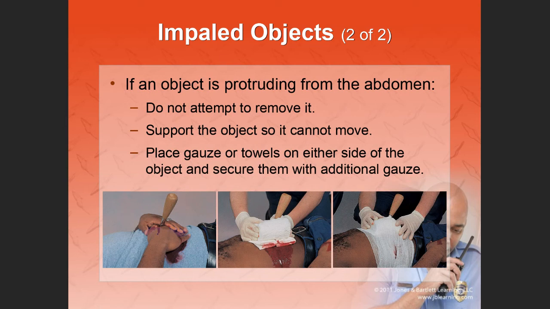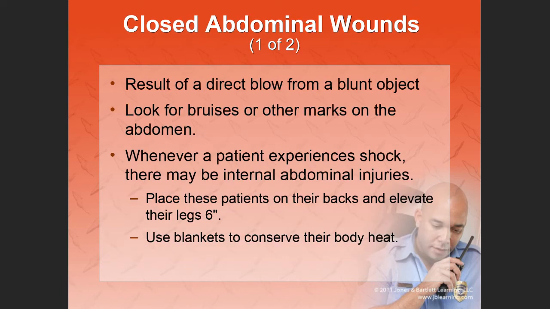If an object is protruding from the abdomen, do not attempt to remove it. Support the object so it cannot move. Place gauze or towels on either side of the object and secure them with additional gauze. For closed abdominal wounds, the result of a direct blow from a blunt object, look for bruises or other marks on the abdomen. Whenever a patient experiences shock, there may be internal abdominal injuries. Place these patients on their back and elevate their legs. Use blankets to conserve their body heat.